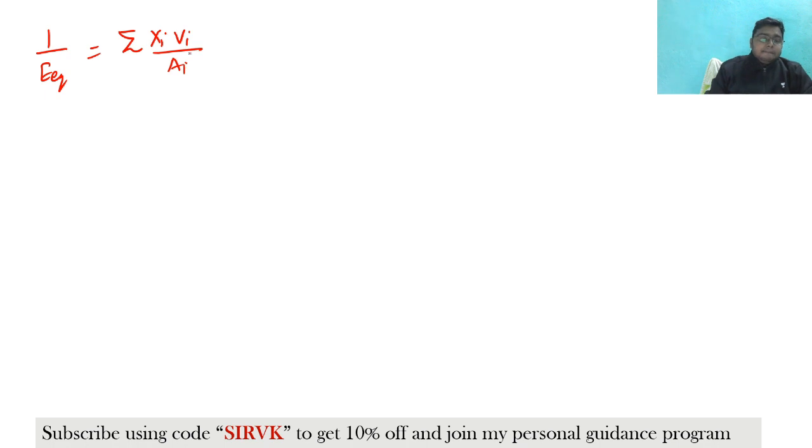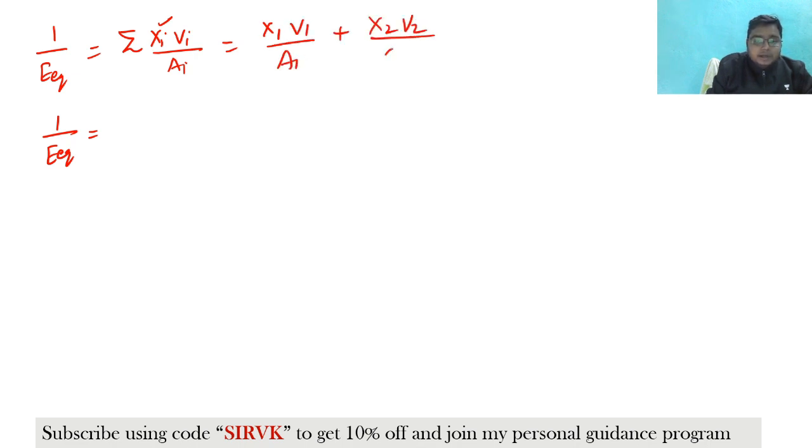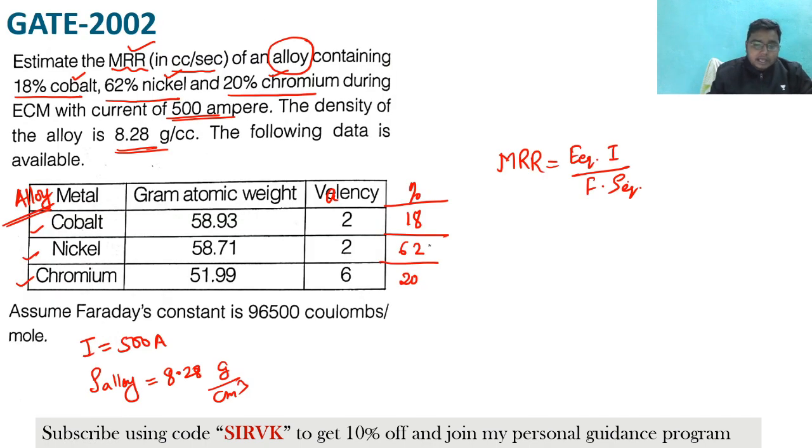We have seen all these things. Now see, if you multiply this by 100, then xi can be written as 18%, 62%, 20%, like that. If you don't want to write in percentage, you can write it as fractions. So 1 by E equivalent is x1 v1 by a1 plus x2 v2 by a2 plus x3 v3 by a3. Here x1 is 18%, so x1 will be 0.18, x2 will be 0.62 and x3 is 0.20, and if you add these, you get 1.